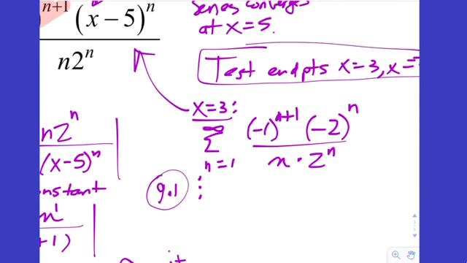Now it turns into a 9.1 problem. Notice now there is no x in it. Now any test from 9.1, parts A through C, is on the table as a way to determine if this thing converges or diverges, okay? And we will do that after lunch.